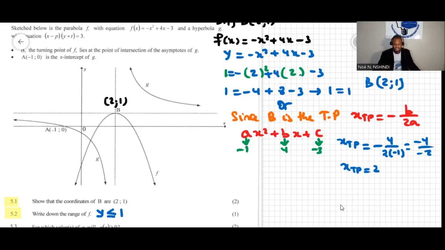Someone else may write it like negative infinity less than y less than or equal to 1. That is the range. The two are also correct.